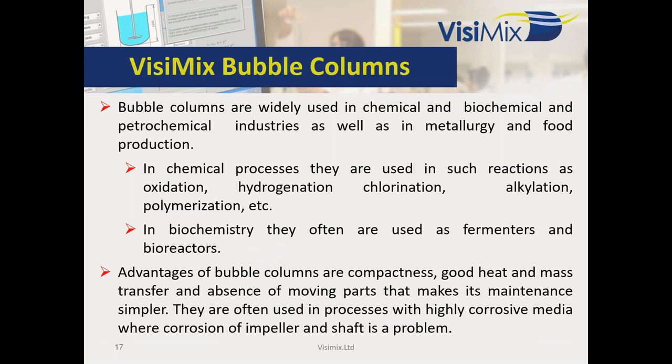So bubble columns are widely used equipment in the chemical and biotechnology industry for hydrogenation, alkylation, polymerization. In the bio industry, of course, fermentation, which is mainly a part of the starting point of our biotechnology industry, generates some RNA or some proteins, okay? And the advantage of the bubble column is that you are not operating with some mechanical equipment inside.